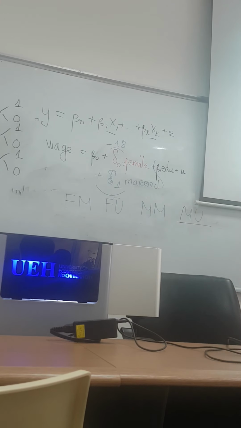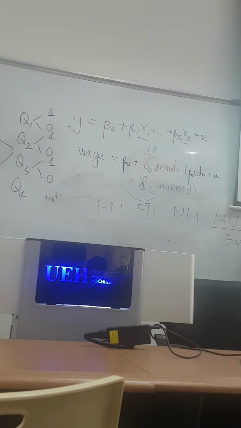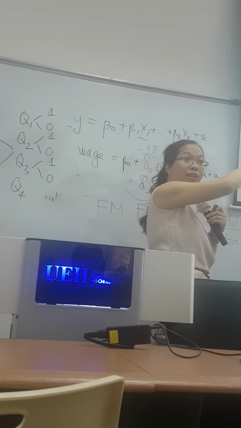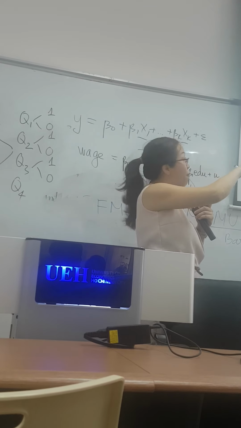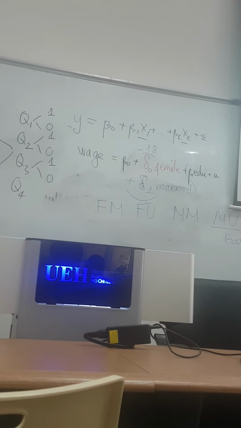So I may use unmarried man as the base case. So they are unmarried and they are men, and I put this in the base case. So I'm now going to create these 3 new variables and run the regression on them. Can you create a new variable called female and married? We're going to have female equal to 1 and married equal to 1.